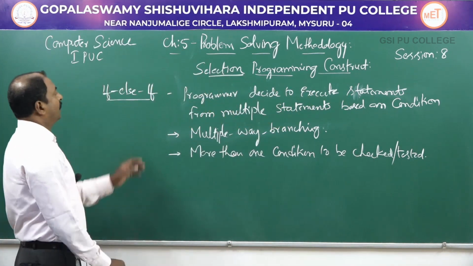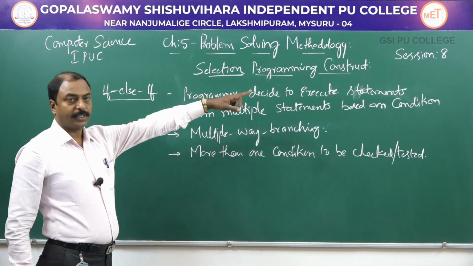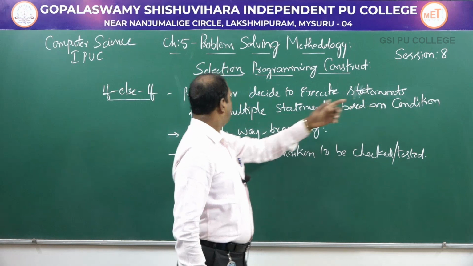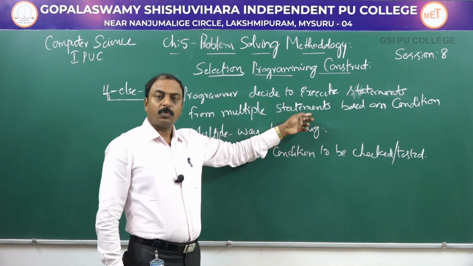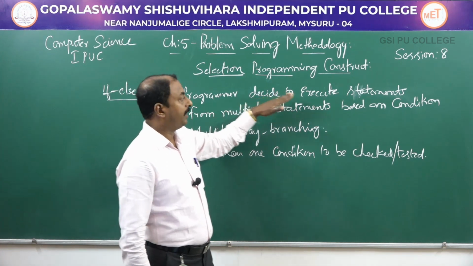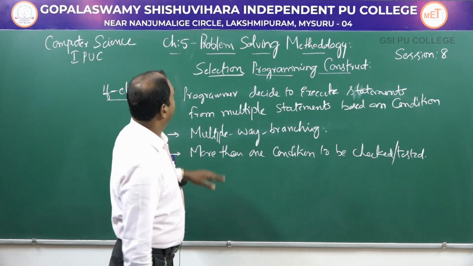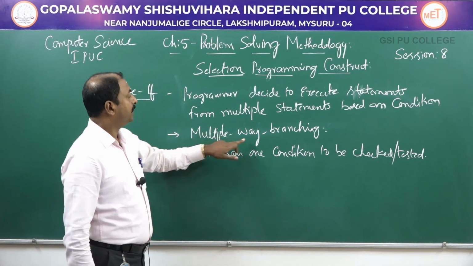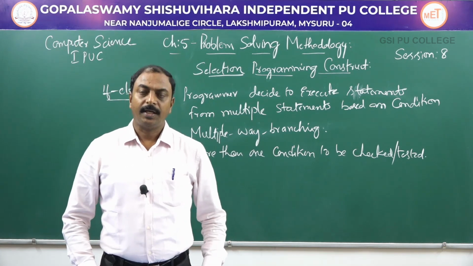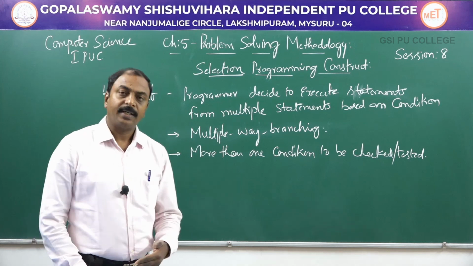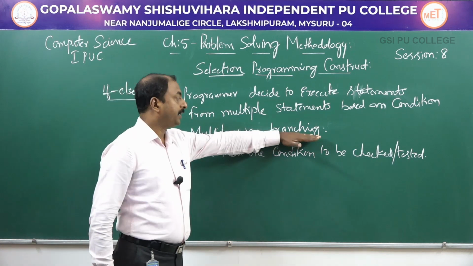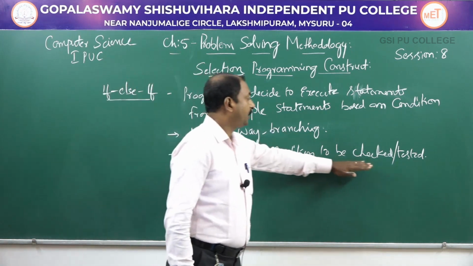Students, if else if construct, one of the selection construct in programming concept. Here the programmer decide to execute statements from multiple statements. There are more than one statements to be executed. He will decide, programmer decide based on the conditions. So here it is also called as multiple way branching. If you observe that if construct is single way branching, and if you say if else construct, that is two way branching. But here if else if is multiple way branching if there are more than one condition to be tested.